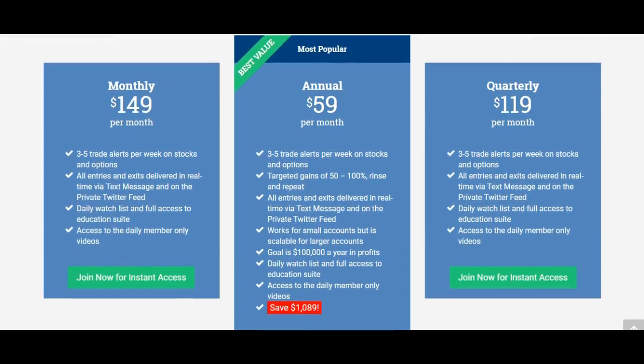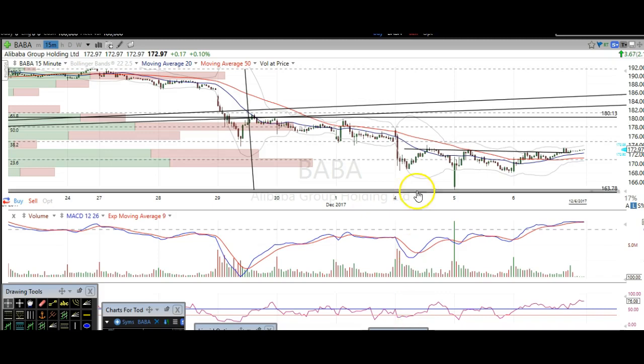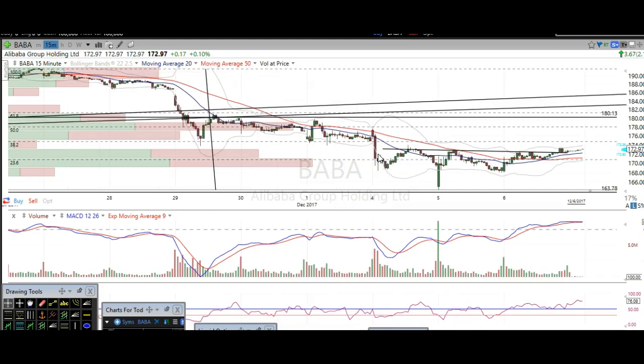Alright, so let's take a look at these charts here. What we're going to be looking at is a lot of tech names, and I'm going to go over a lot of similarities here that I'm seeing between these charts that I think can definitely lead to some breakouts. So we first have Alibaba, and I'm going to be covering 15-minute charts.